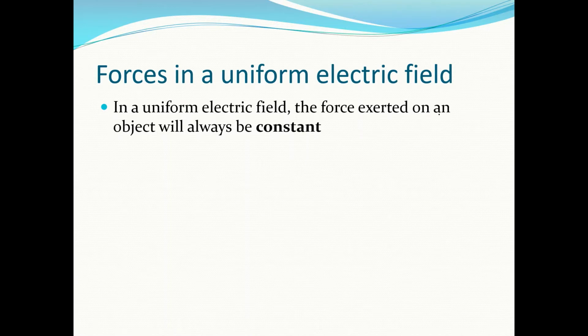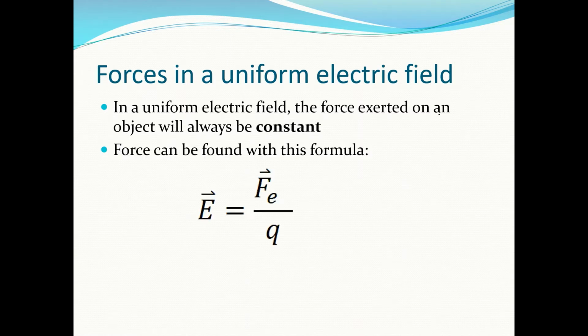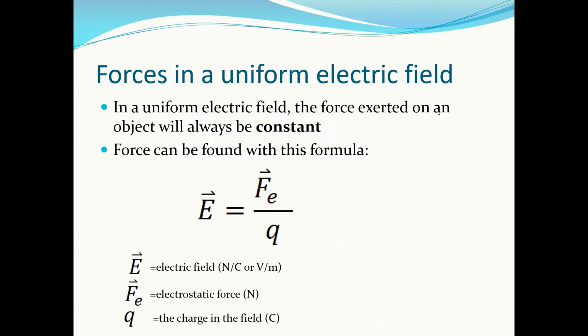So in a uniform electric field, the force exerted on an object will always be constant. So that's nice. We have constant force, we have constant acceleration. We can do that. And we can use this formula where our electric field equals Fe over Q, where E is our electric field, Fe is our electrostatic force, and Q is our charge in our field, right?